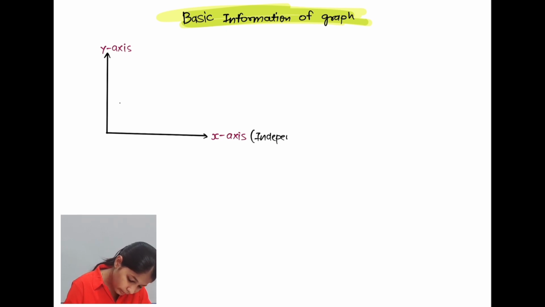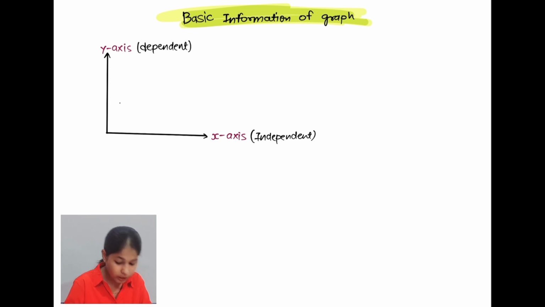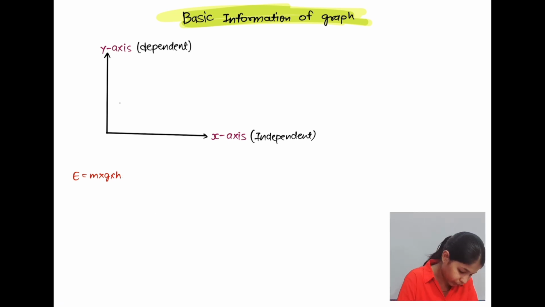So, independent. Now y-axis will always be dependent. Now other than this independent and dependent, all other values will be constant. For example, I am taking this formula. As you know that energy is equal to m into g into h. Means mass into acceleration due to gravity into height.